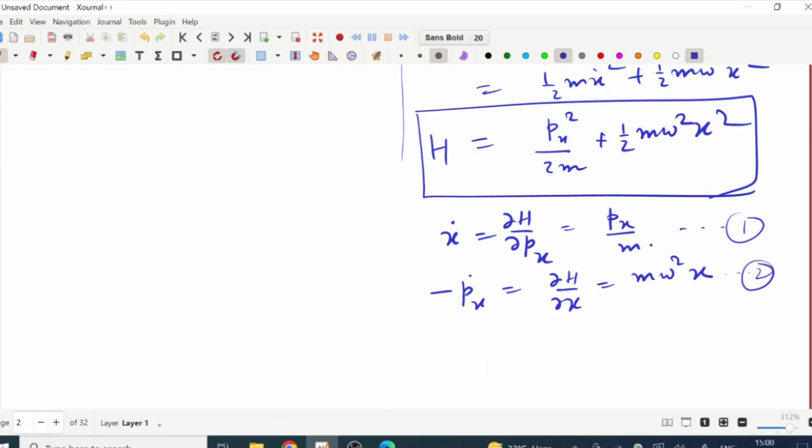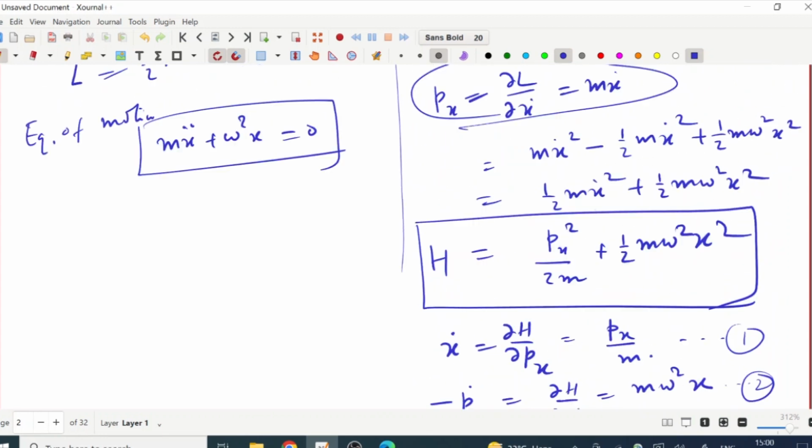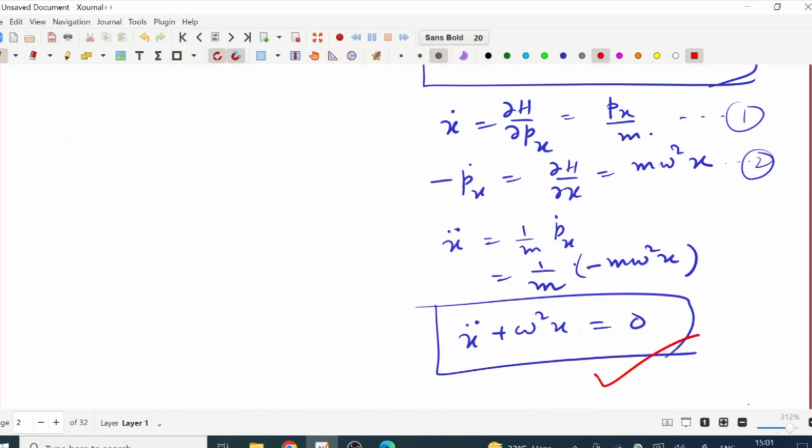Now, if you differentiate the first equation again with respect to time, x double dot will be 1 over m p x dot, and you substitute that p x dot from equation 2, so p x dot will be minus m omega square x. So, we find m gets cancelled, and if we bring this to the other side, we get x double dot plus omega square x equal to 0. So, look at this: the Lagrangian equation is the same as the equation we obtained through the Hamiltonian.